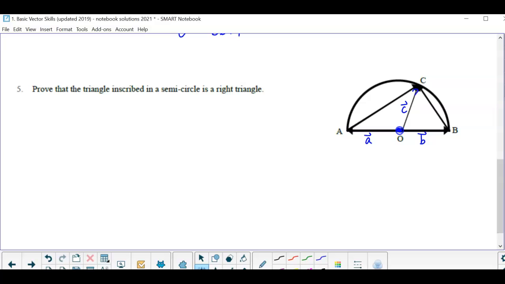So we want to prove that that angle is 90 degrees. So we're trying to prove that vector AC is perpendicular to vector BC. Basically, if they are perpendicular, the dot product will be 0. So we're not going to say it's 0 right now. We're going to find the dot product of AC and BC. Basically, we want to know what it is. If it's 0, we know they meet at 90 degrees.